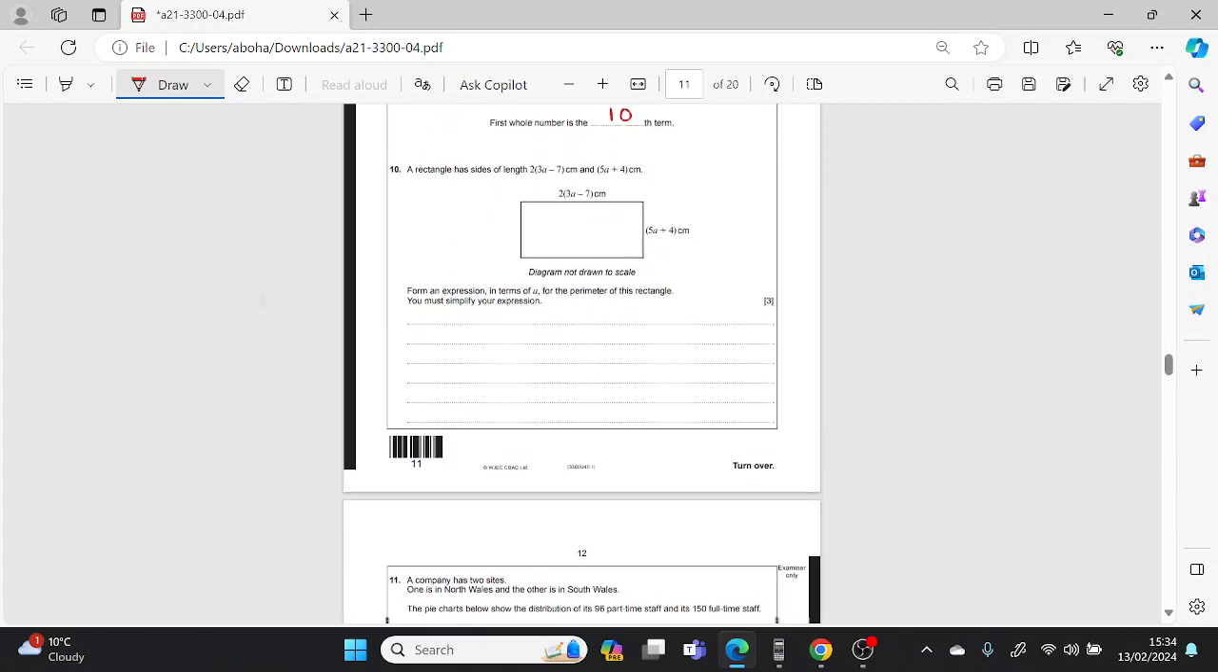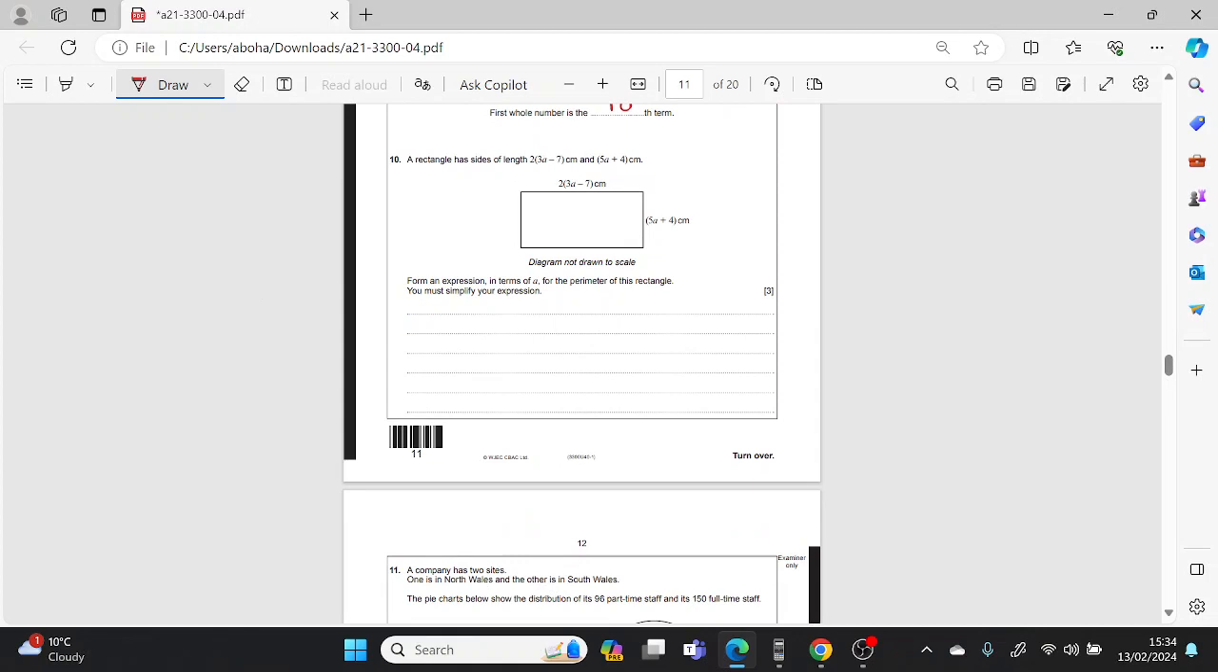A rectangle has sides of length that form an expression in terms of A for the perimeter. Okay, so we do that times that and that times that. So 2 times 3A is 6A. 2 times minus 7 is minus 14. And of course, there's 2 of them, because there's that one there.